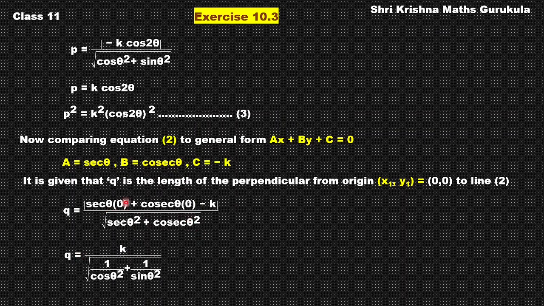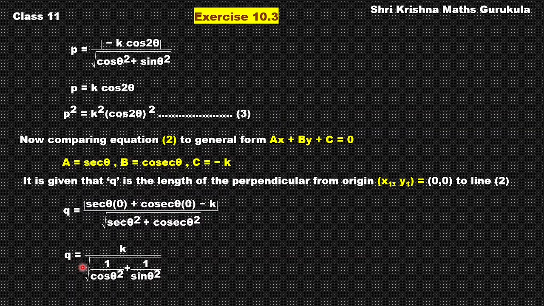Now, this is modulus minus k. Since we are calculating the distance, we are considering only the positive quantity, so the numerator becomes just k. Now, we have to add p square and q square, right? This p square is in terms of cos 2 theta, but here it is secant theta and cosecant theta. Simplification is not possible, so we will convert this secant and cosecant to its reciprocals.